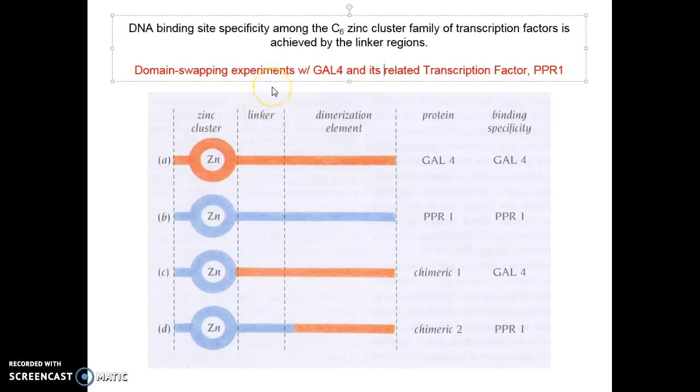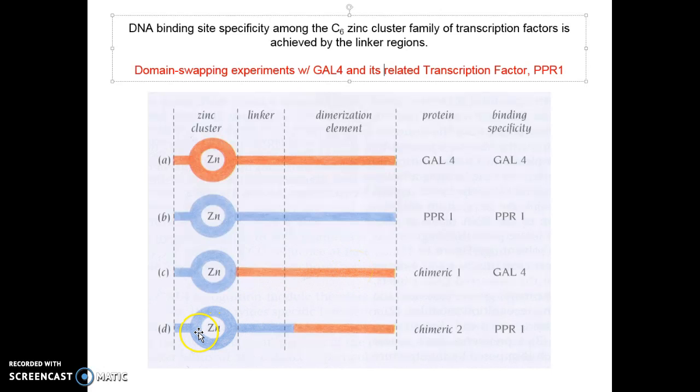Domain swapping experiment may give an answer to that. In A, you can see the GAL4, in B, PBR1, which has different binding specificity. In C, zinc cluster from the PBR1, but joined with linker and dimerization element from GAL4. This chimeric protein binds to the GAL4, meaning linker and dimerization element is responsible for DNA binding.